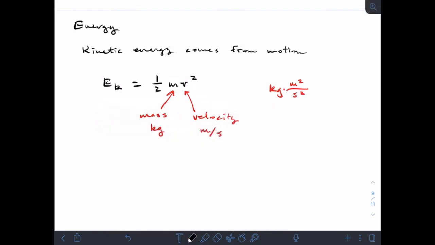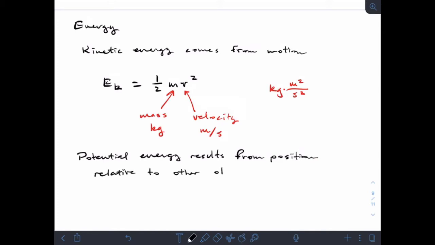Potential energy results from the position or condition. I'll just stick with position for now. Position relative to other objects. I said condition, and I'll get to that here in a second.